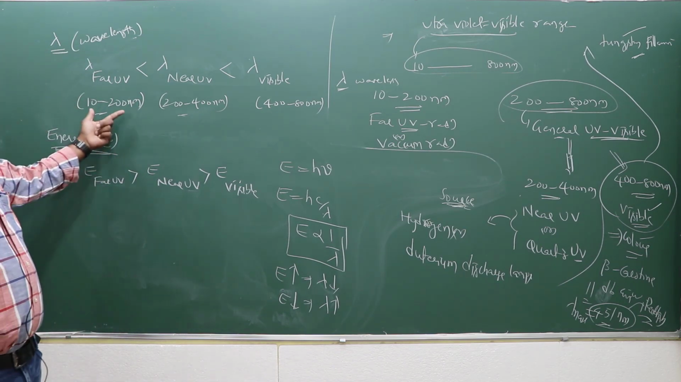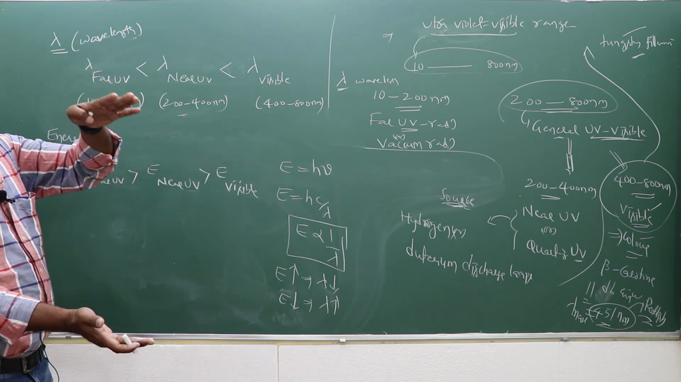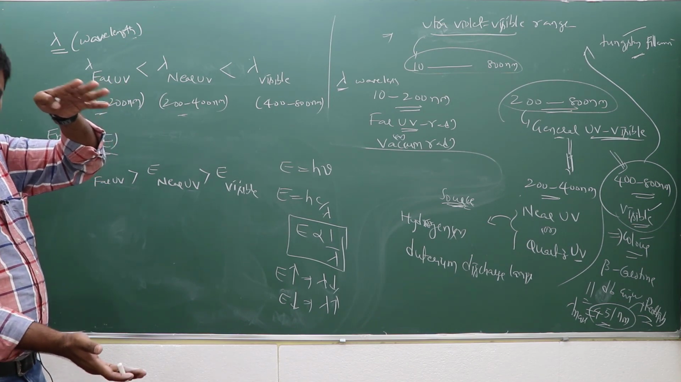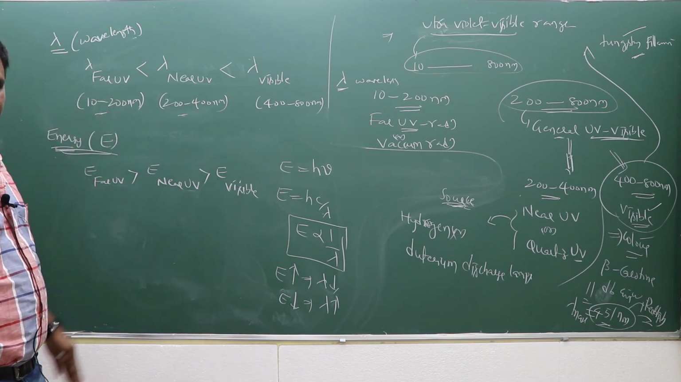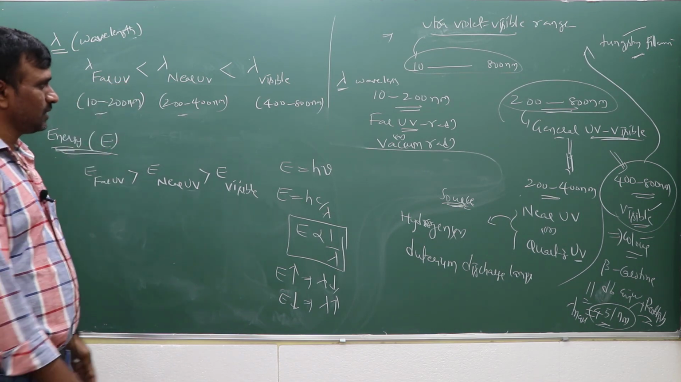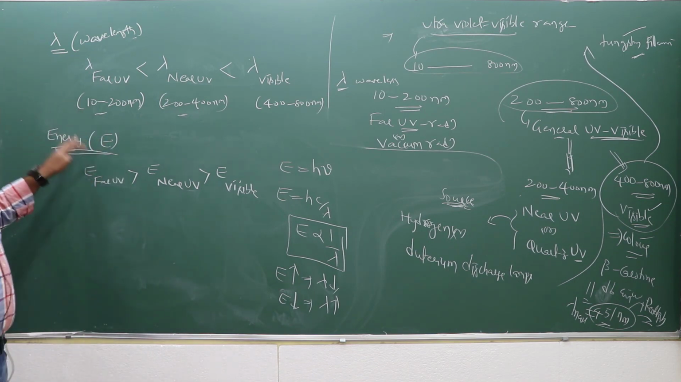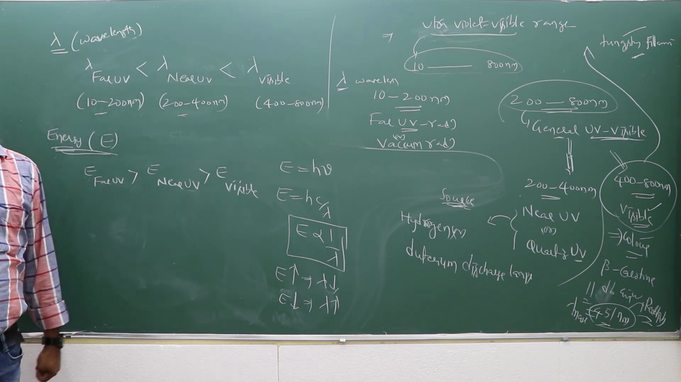So that means in the 10 to 200 nanometers case, more energy is available. Suppose the electronic transition requires more energy, that will be available at lower wavelengths, depending upon the molecular orbitals and the energy level gap also. Further I can explain. So this is the wavelength and energy relationship.